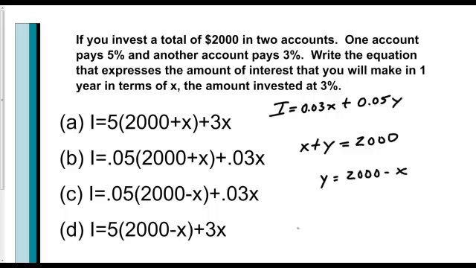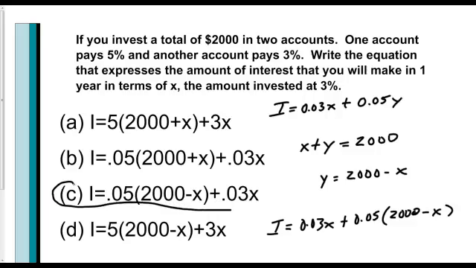We just subtract x from both sides. And now back in our interest equation, we substitute in place of y. We put 2,000 minus x, and we find one that apparently they just left it in that form there, so it looks like it's going to be B or C. Actually, C will be our answer choice here.